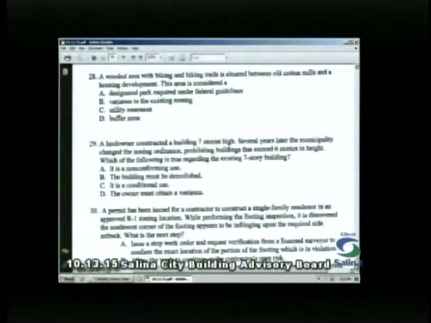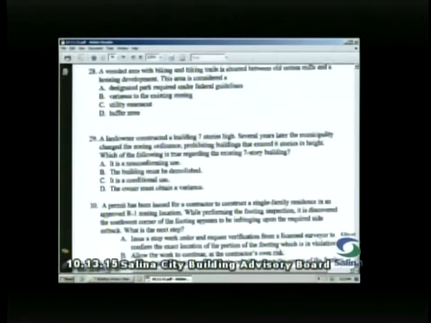A wooded area with biking and hiking trails situated between old cotton mills and housing development. This area is considered a what? Buffer zone. Utility easement. Okay, it's a buffer zone. D, yeah. Well, that's what I thought. You didn't answer.